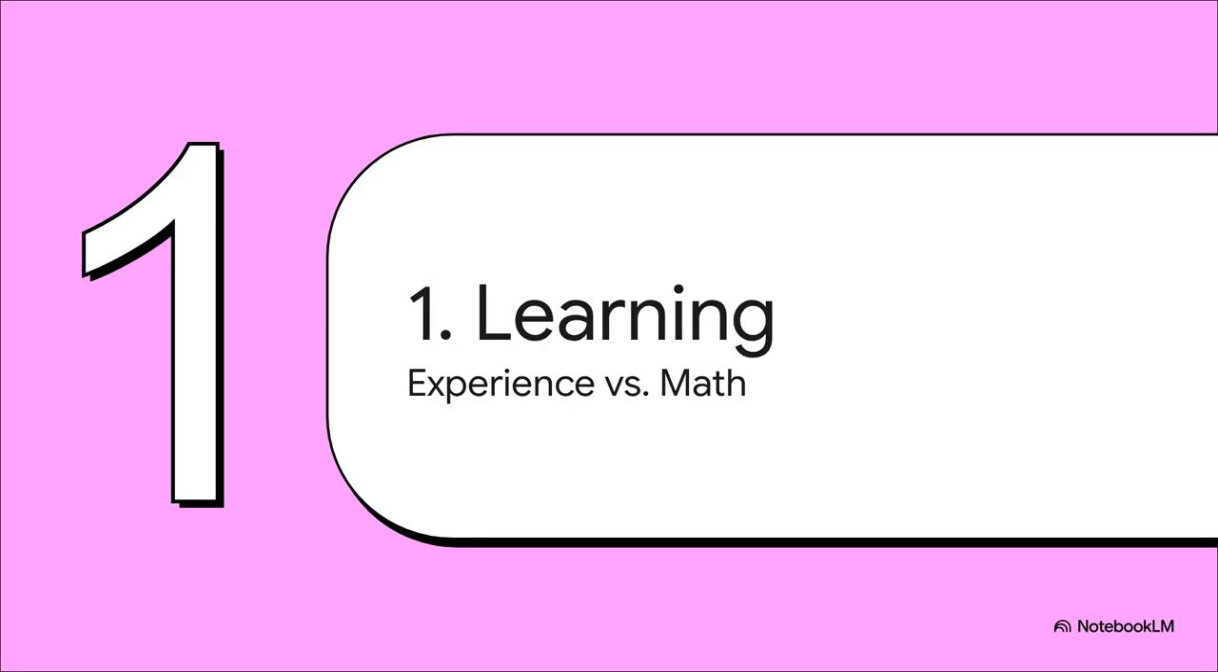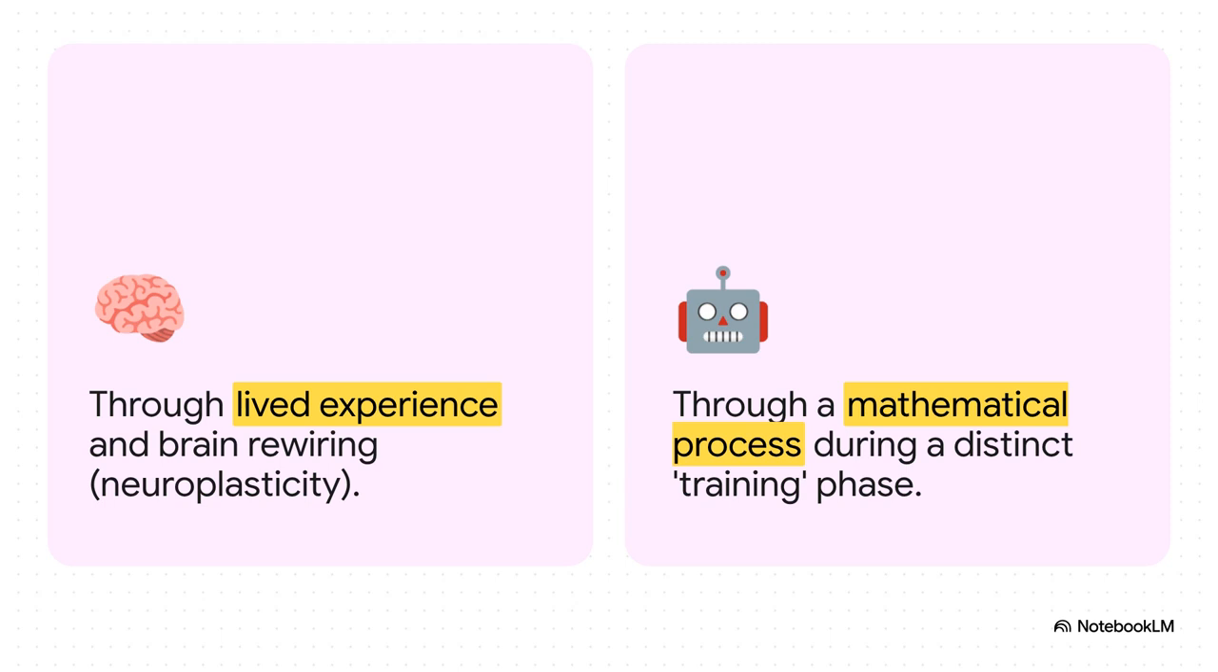All right, so first up, let's get right to the foundation of it all, how we learn versus how it learns. So think about your brain for a second. It's like a living city of connections. Every single thing you experience, every fact you learn, it physically rewires your brain. That's a process called neuroplasticity. And AI, totally different ballgame.